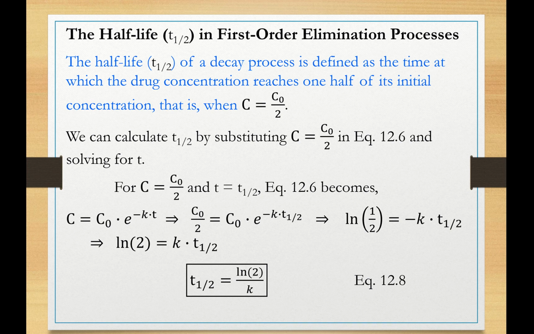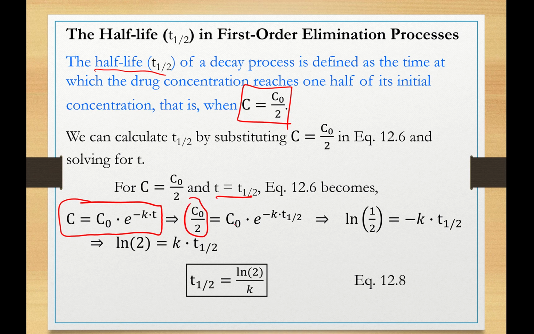Now, to determine the half-life in first order kinetics, we understand again, as we mentioned in our last lecture, that the half-life of a drug is defined as the time at which the drug concentration reaches 1/2 of its initial concentration. That is when C is equal to C0 over 2. So I can start with my equation 12.6 and substitute C equal to C0 over 2 when time is equal to t half. And this is what I have here. Now, C0 and C0 cancel out, and I end up with ln of 1 over 2 is equal to negative k t half, and I can rewrite it using the properties of logarithms, getting rid of the negative sign by inverting the fraction, making it ln 2 is equal to k t half, and t half is equal to ln 2 over k.